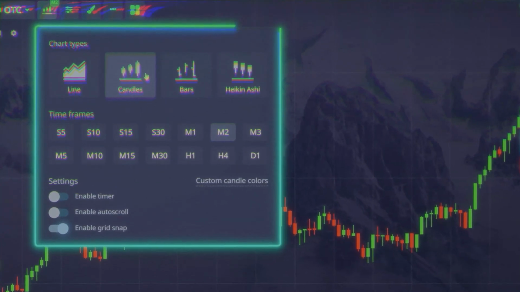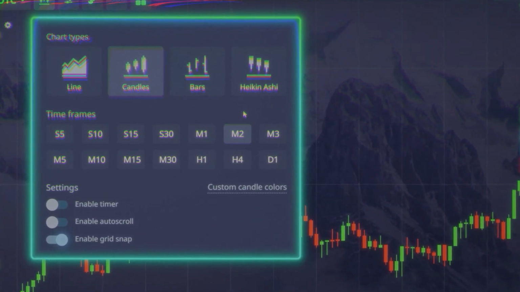Before we move to the trade, let's properly set up the platform so you have the same working logic as I do.